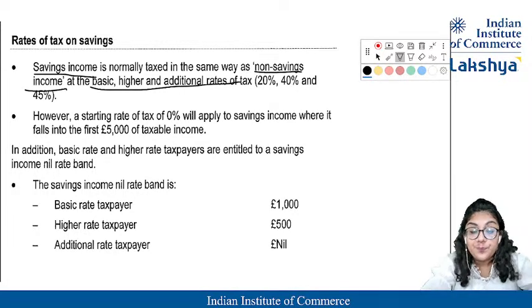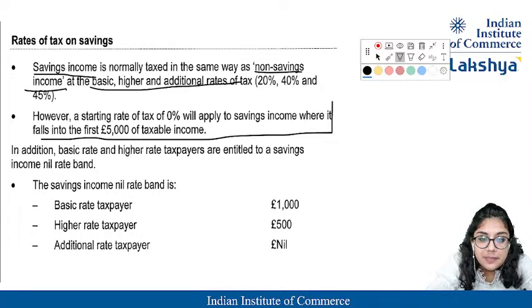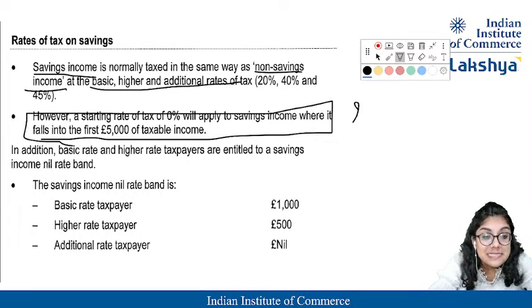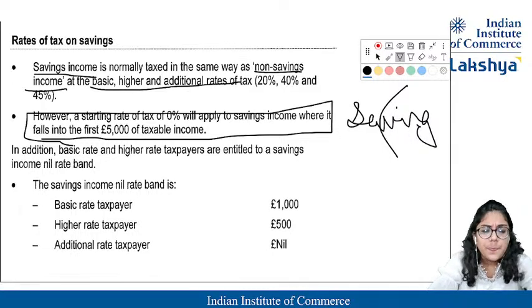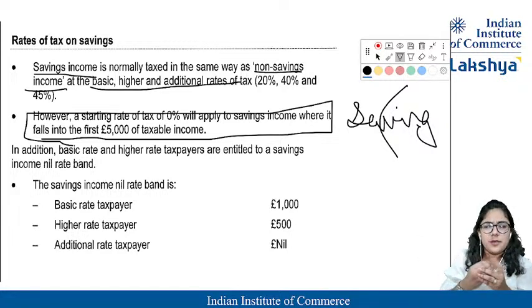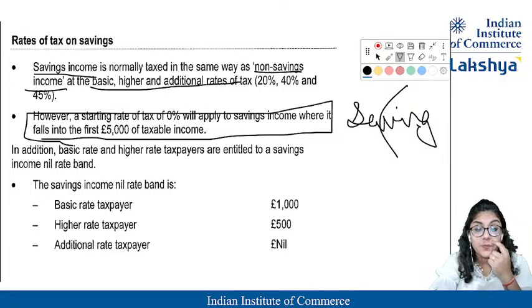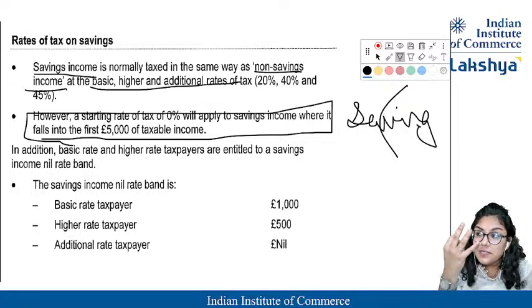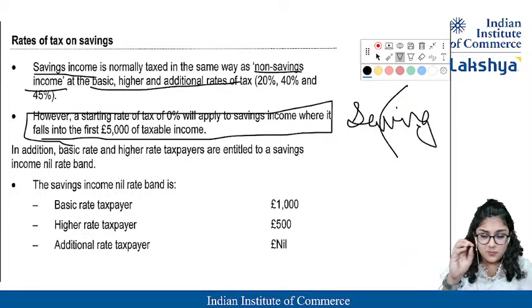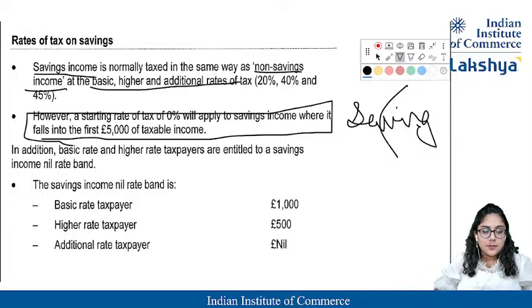Try to analyze over here. A starting rate of 0% will apply where it falls within the first 5,000 of the taxable income. That means if you are having only saving income, then for the first 5,000 income, it will be zero tax. But if you are having saving income also and non-saving income also, but say for example my non-saving income is only 2,000, meaning I have not worked so much, then for the first 2,000 we have to analyze what the tax is, and for the remaining 3,000 it will be 0%. For the remaining savings it will be 0%.